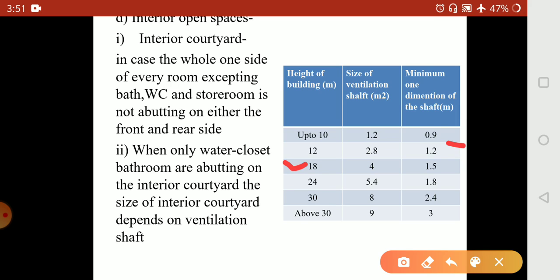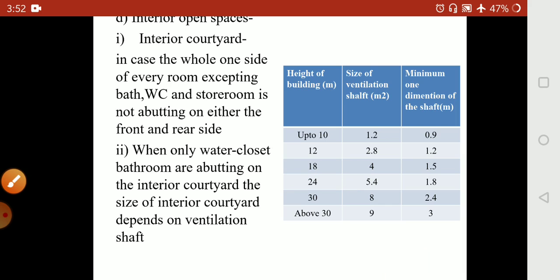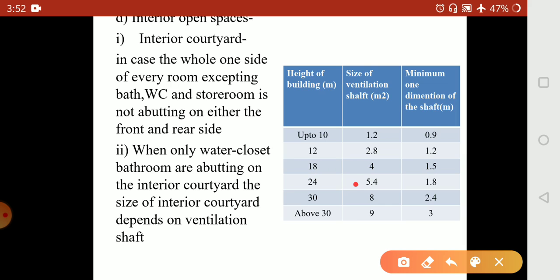Okay. At 18 meter height of the building, size of the ventilation shaft should be 4 meter square and the minimum one dimension is 1.5 meter. Okay. Likewise, at 24 meter height of the building, size of the ventilation shaft is 5.4 and the minimum one dimension of the shaft is 1.8.